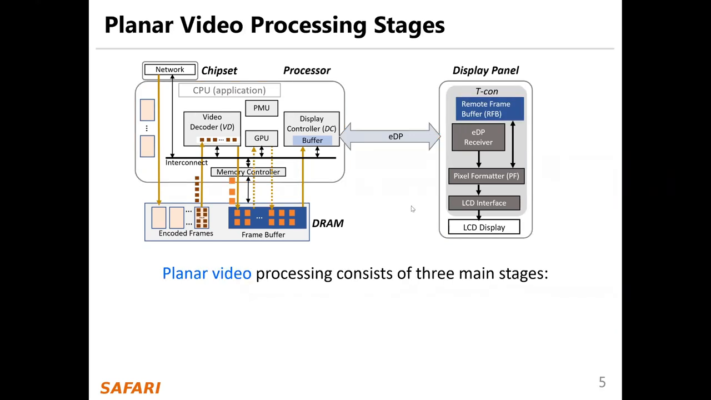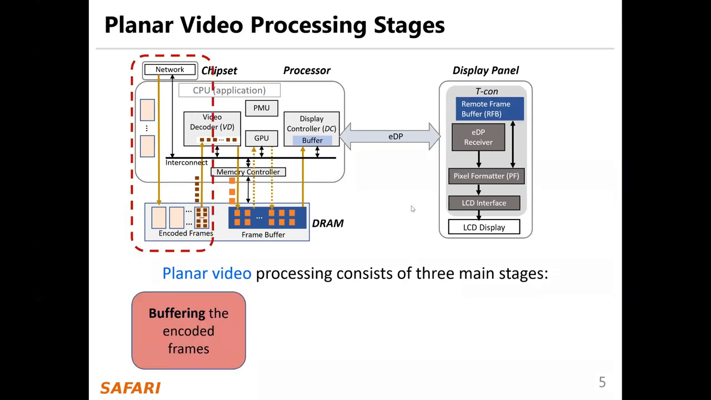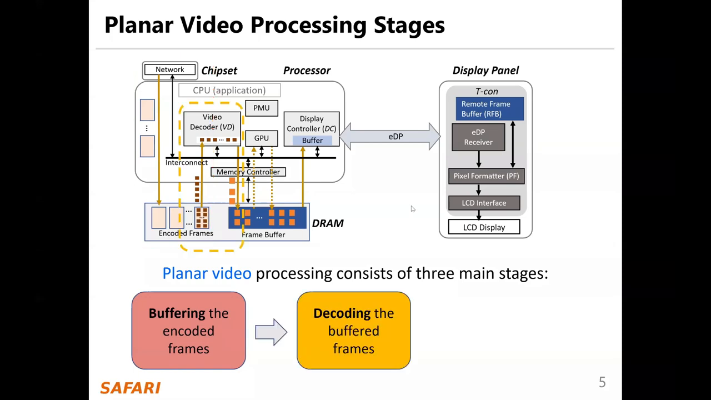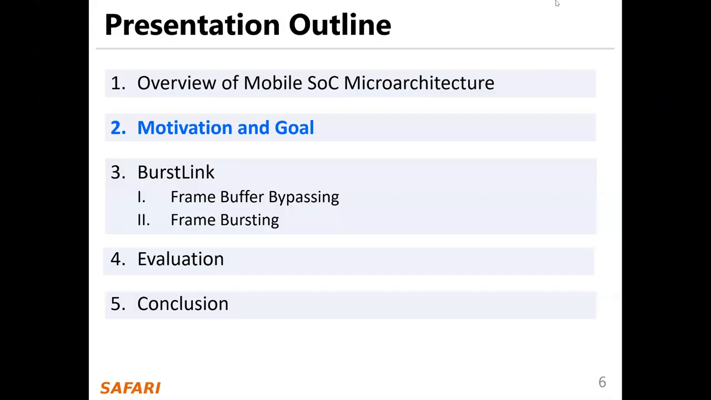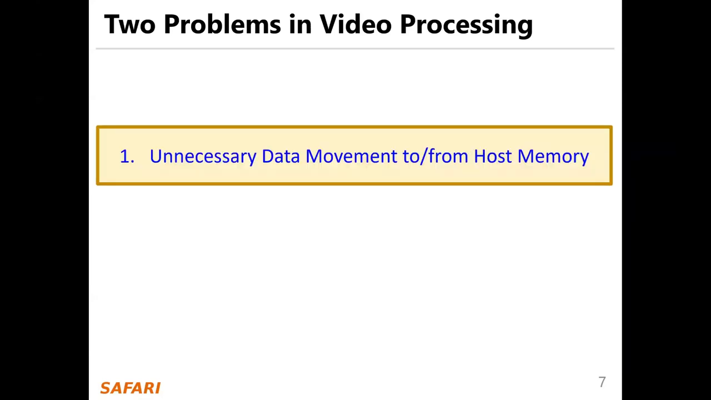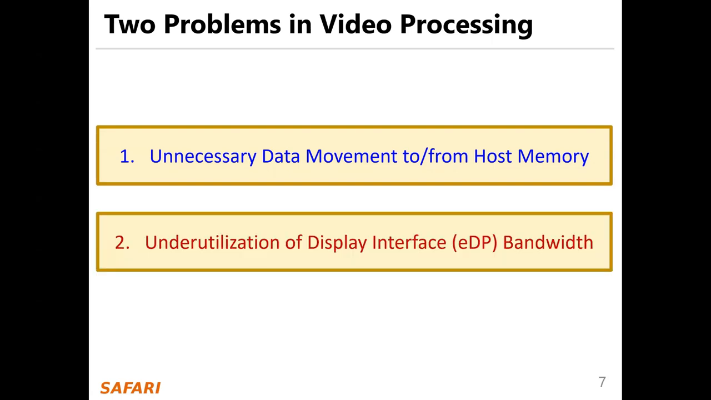Planar video processing consists of three main stages: buffering the encoded frames, decoding the buffered frames, and displaying the decoded frames. I will now discuss the motivation and the goal of our work. There are two problems in video processing. The first problem is the unnecessary data movement to and from host memory. And the second problem is the underutilization of display interface bandwidth.